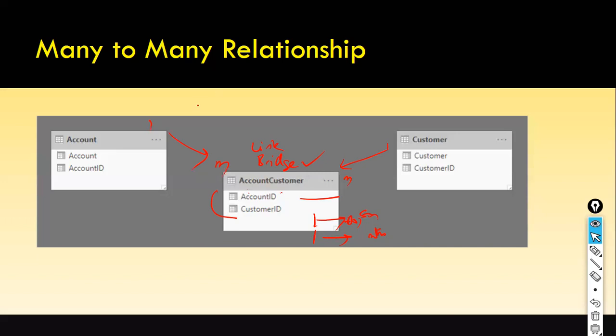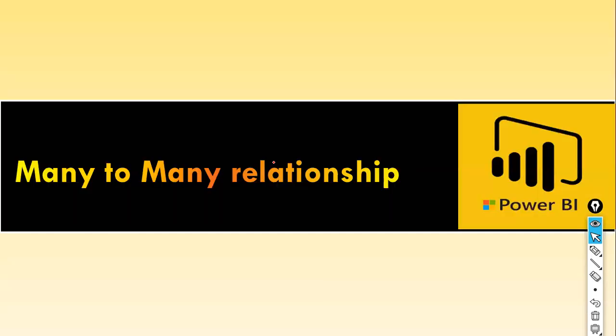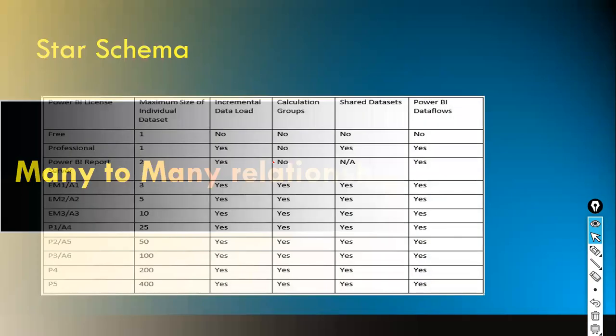So in this case, two one-to-many relationships are created to relate these tables. So this is our updated model. For example, in this case, what happens?